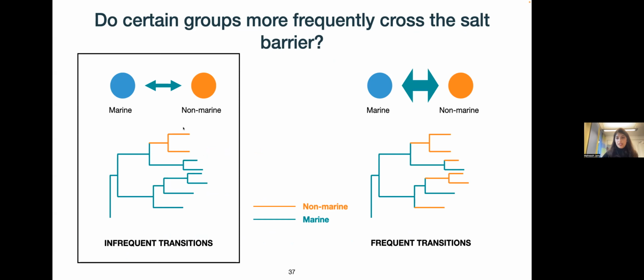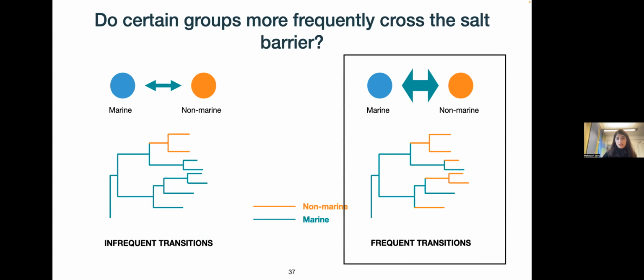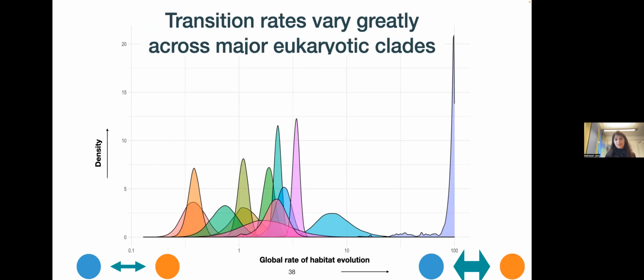I'll show you with this cartoon over here. The two colors represent, again, different habitats, the marine and non-marine. In this phylogeny on the left, we see a single transition event from a marine to a non-marine habitat. In other words, infrequent transitions. While in this phylogeny on the right, we observe multiple or frequent transitions. This way we could compare the phylogenies of different eukaryotic groups. And we saw that, yes, transition rates do vary very greatly across major eukaryotic lineages. In this graph, these are density curves, and the x-axis shows the global rate of habitat evolution or habitat switching.